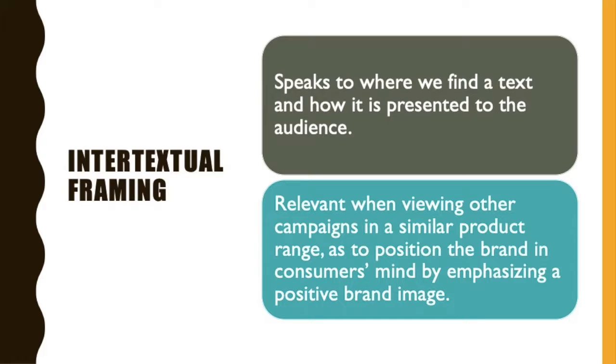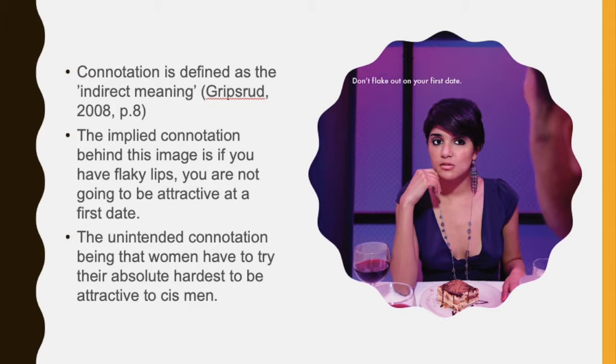For instance, chapstick advertisements usually depict heteronormative relationships, aka cis men and cis women, in their storytelling and branding. These advertisements have also been known to be accompanied by negative connotations in terms of sexism and typical male-female dynamics. A prime example of this is this advertisement, which features a cis woman on a date with a cis man. This is accompanied by the caption, "Don't flake on your first date." The implied connotation, which is defined as the indirect meaning by Gripsrud 2006, page 8, seemingly that if you have flaky lips, you will not be perceived as typically attractive and womanly to the man, and therefore the date will not go well.